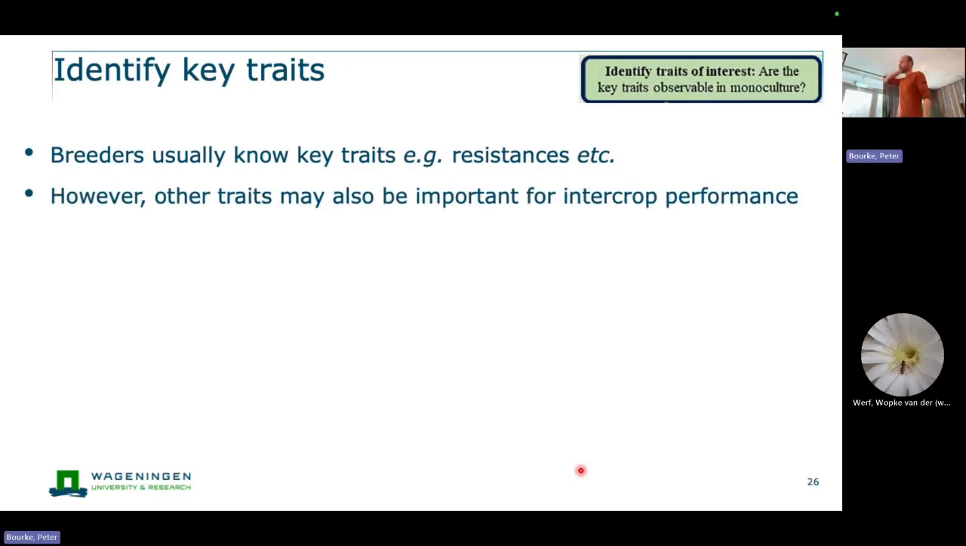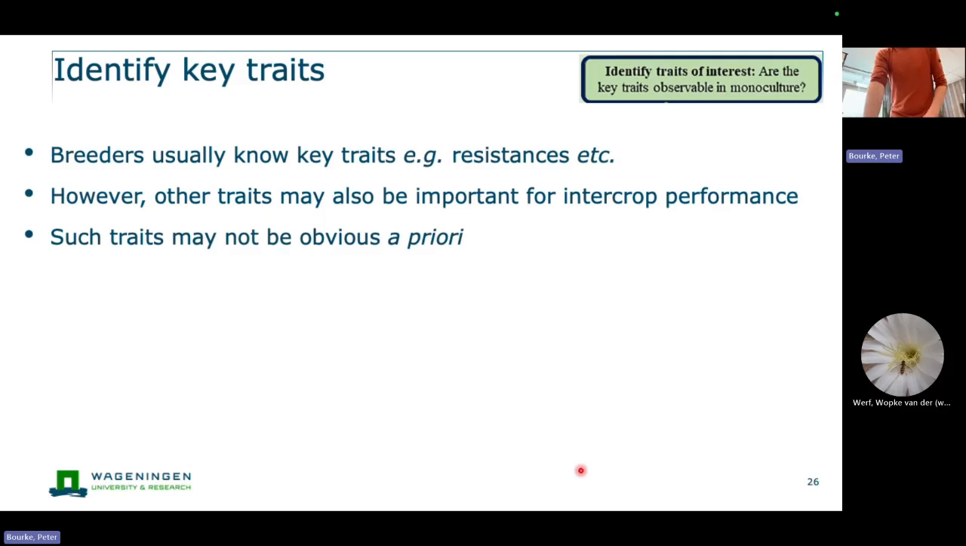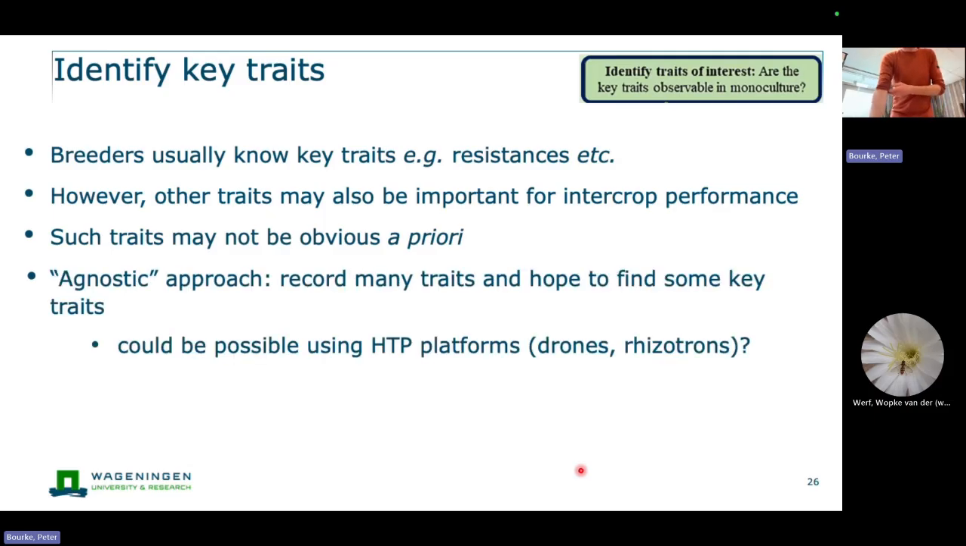But in intercropping, there may be other traits that are also important, traits that a breeder doesn't necessarily know about, traits that may not be obvious from the outset. We're going to have some examples of this in a moment, but there could be two approaches a breeder could take.